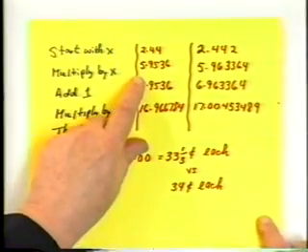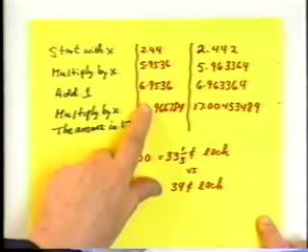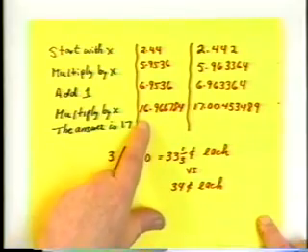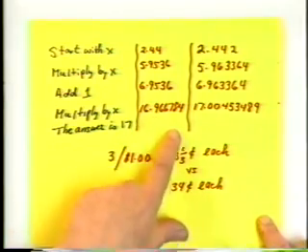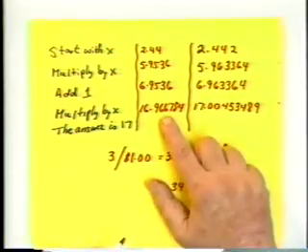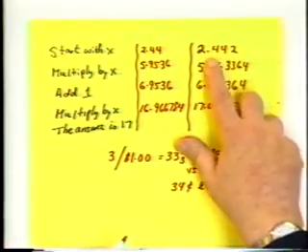2.44 times 2.44 is 5.9536. Add 1, multiply by 2.44. I wind up with 16.966784. I'll try that again. Too small? I'll try something a little bit bigger.